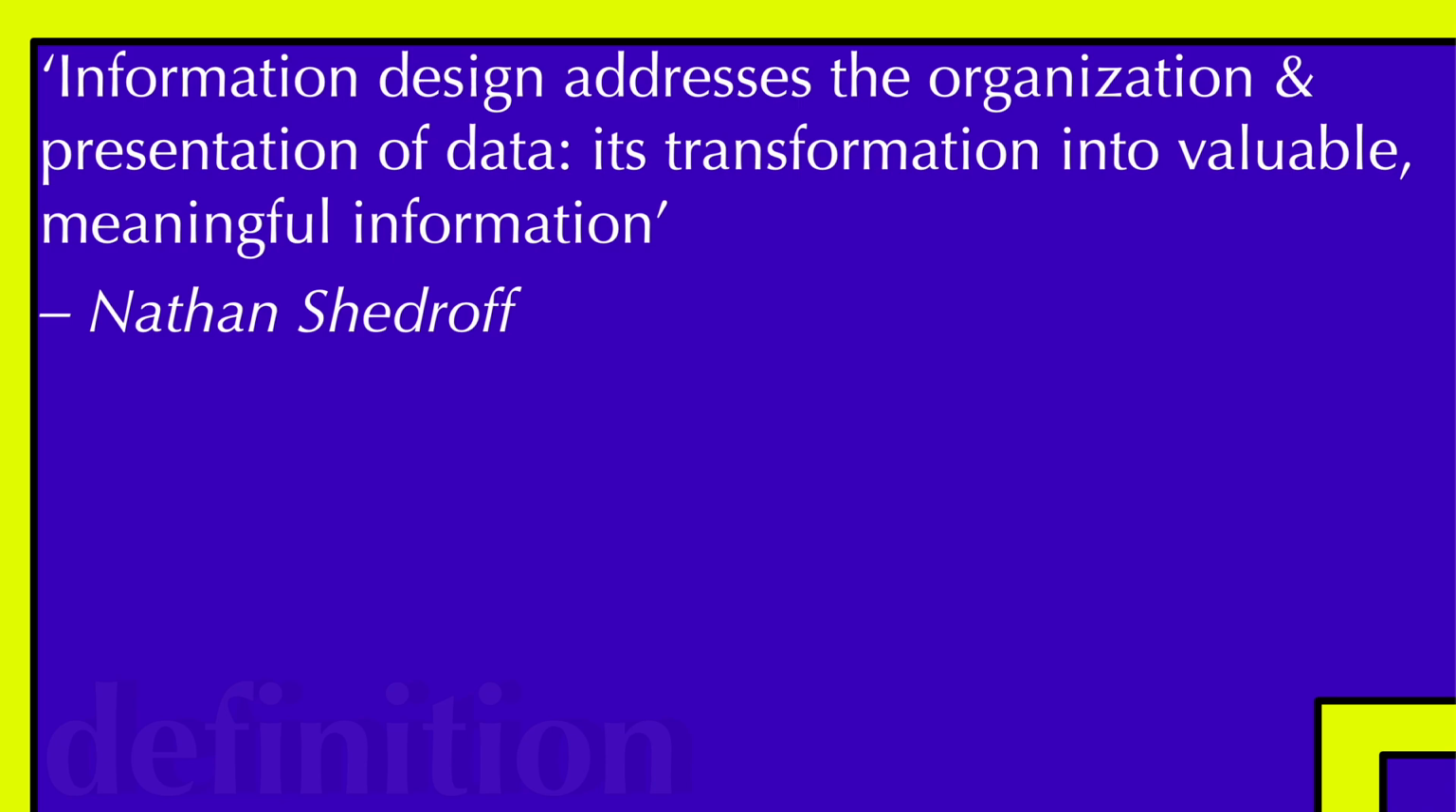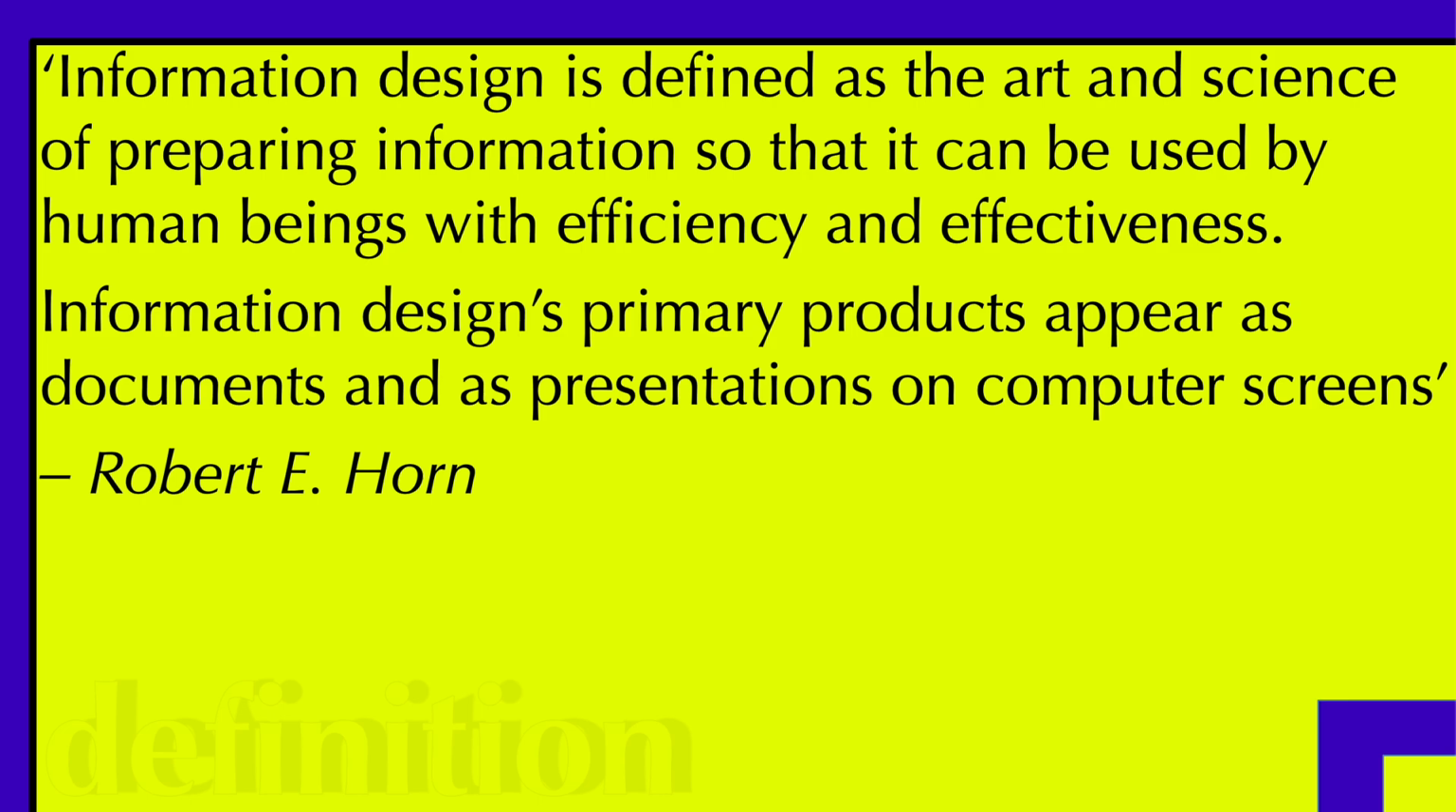This is by Nathan Shedroff. Robert Horn says, information design is defined as the art and science of preparing information so that it can be used by human beings with efficiency and effectiveness. Information design's primary products appear as documents and as presentations on computer screens. Especially in a business context, the ideas of efficiency and effectiveness are really important. Or those types of jobs or needs that are really high intensity where there's a lot of pressure. This definition talks about how information design has a multiplicity of uses, such as documents, and obviously we spend a lot of our time on devices like computer screens and phones.